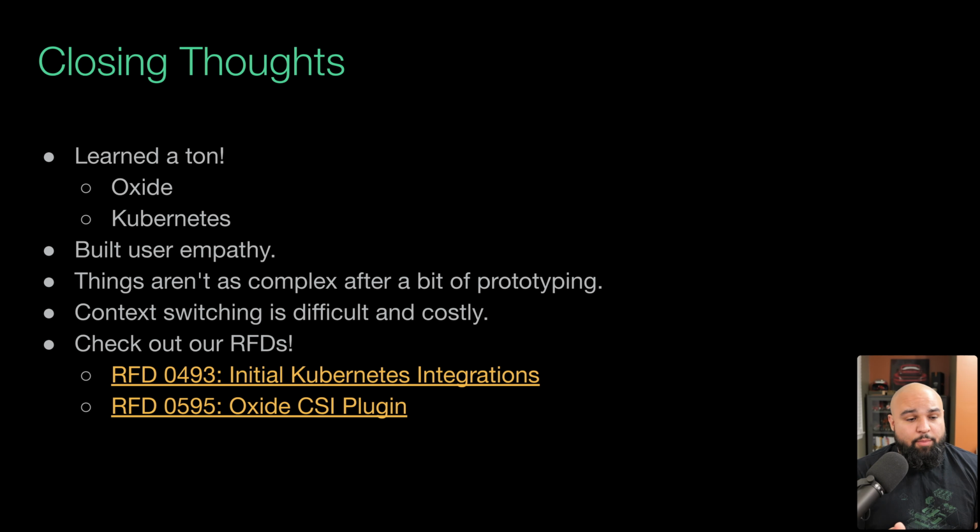Also, we've written up RFDs about all of the stuff that we spoke about here today in this talk. You can find them at the public RFD site for Oxide: RFD 493, which is the initial Kubernetes integrations, where I document the Cloud Controller Manager, the cluster API, the CSI, all that stuff. And we have a specific Oxide CSI plugin, RFD 595, where we discuss more of the implementation of the CSI plugin. So if you're curious about that, go check that out.